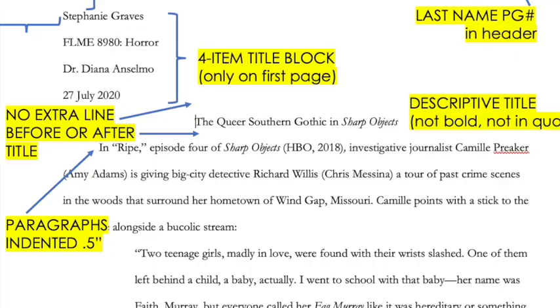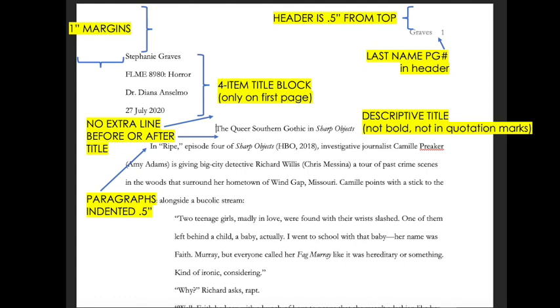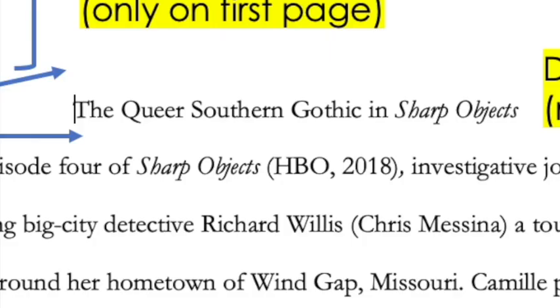You can see where my cursor is at the beginning of the title. There's not an extra line skipped between the title block and the title. There's not an extra line skipped between the title and the beginning of the paper, right? So no extra line before or after the title. And the title is descriptive, and it's not in bold, and it's not in quotation marks. And I did italicize Sharp Objects because that is the title of a television show.